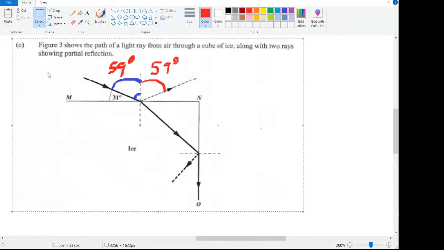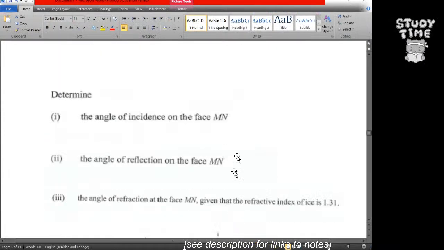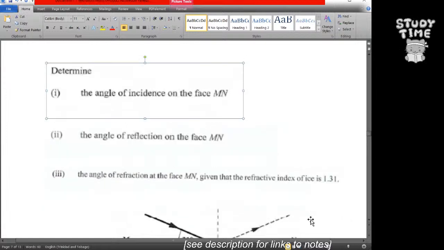But don't worry, it's an error carried forward though. So if you get the angle wrong and you have all the working for the other part correct, you should be able to get your marks. Alright, so the answer for these two is 59 degrees. So this is 59 and this is 59.